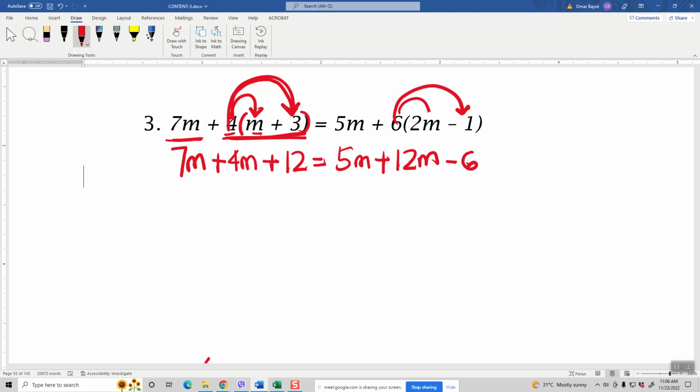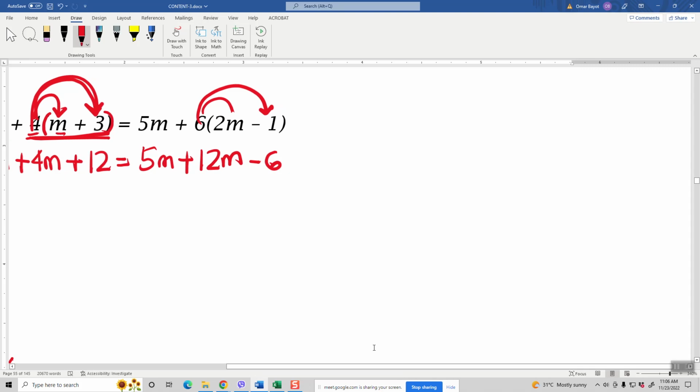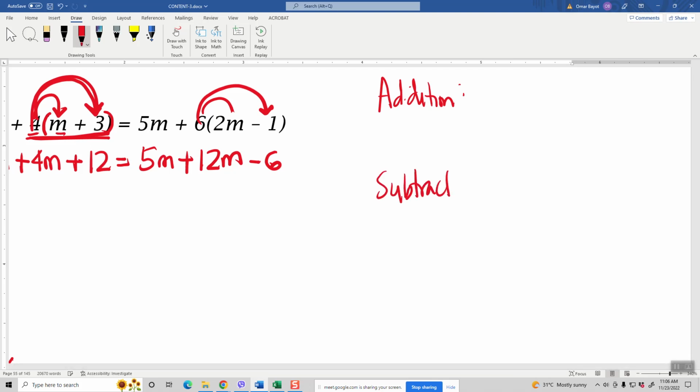Okay? I hope you can still recall the rules of operation, no? Arithmetic operation with regards to addition, subtraction, multiplication, and division. Let's have a little review for that before we proceed. We have addition, we have subtraction, we have the multiplication, we have the division.